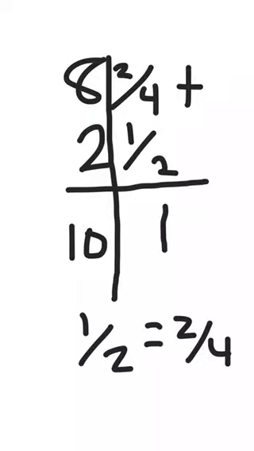Did you get the right answer? Well, if you did, you're on track. First, you need to add 8 plus 2, which equals 10. We also know that 1/2 equals 2/4. 2/4 plus 2/4 equals 1. 10 plus 1 equals a total of 11. Now we know our sum is 11.